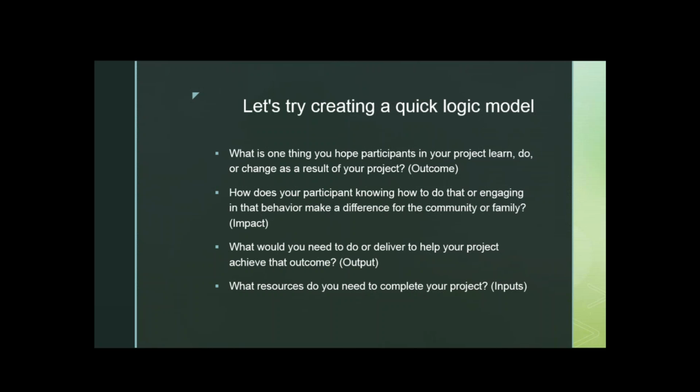All right, so I think I captured all of the potential outcomes, including Pam's about having a network to call on for help during a program. So now let's take it to the next step, which is the second question on this slide, and it's about impact. How does people being connected to each other or having this network, how does that make a difference for the community or families? Why does that matter?